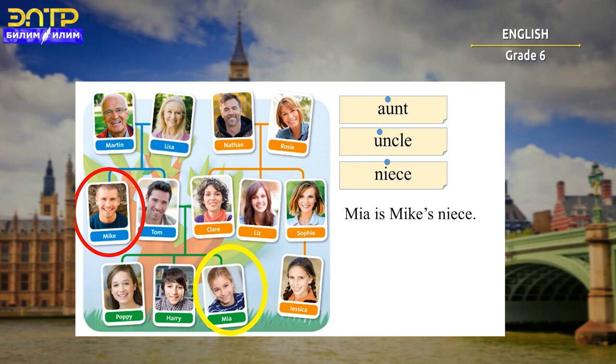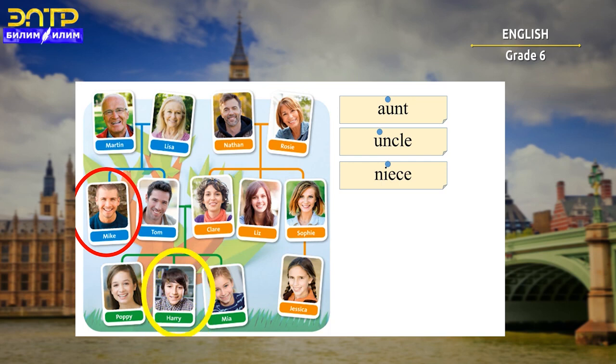Great. And look at this boy, Harry. Who is Harry for Mike? Harry is Mike's nephew. Repeat after me, please. Nephew. The stress is on the first syllable. Nephew. Good.